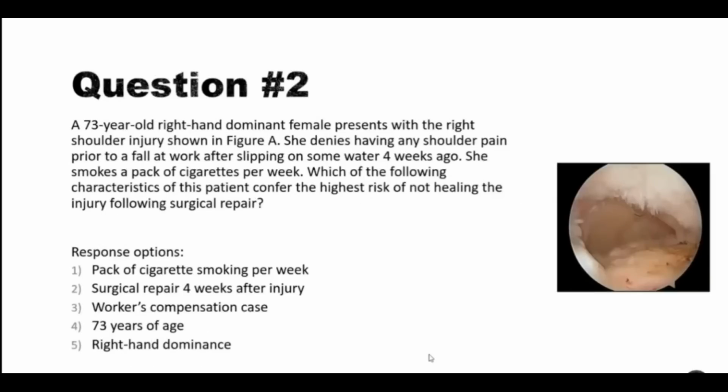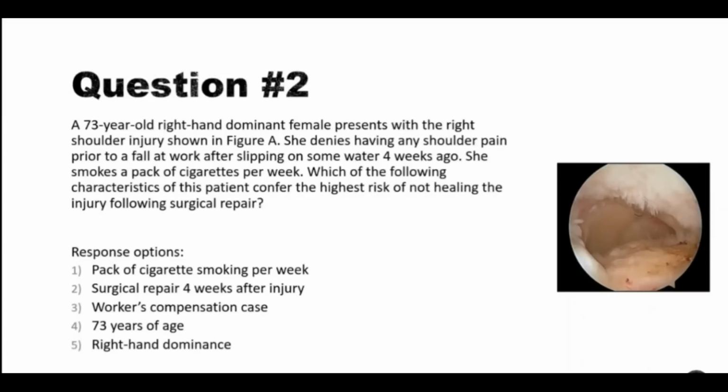All right. The second question: a 73-year-old right-hand dominant female with a right shoulder injury, shown in the image on the right. She denies any shoulder pain prior to a fall at work after slipping on water about a month ago. She smokes a pack of cigarettes per week. Which of the following characteristics of this patient confers the highest risk of not healing after repair?